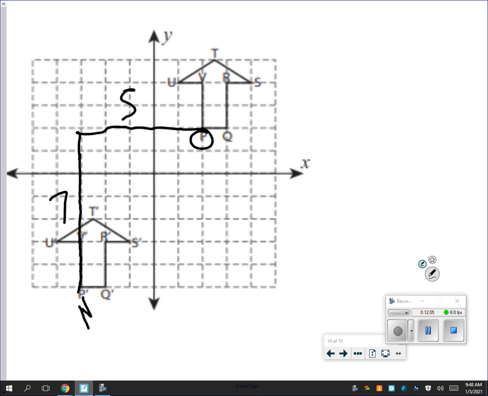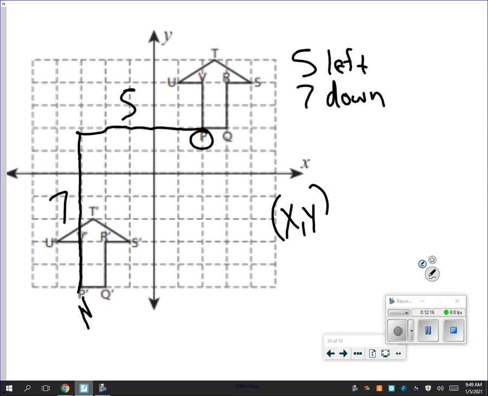Alright, so word form. 5 left. 7 down. Alright, arrow notation with this. It's X, Y. Left, so x minus 5, y minus 7. So my arrow notation.